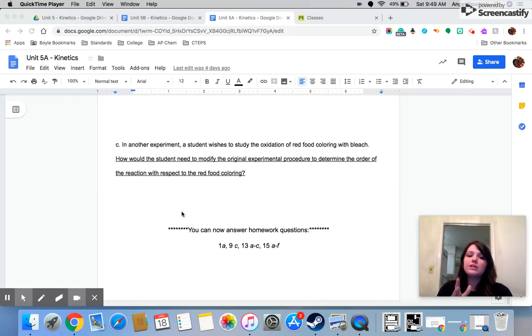In another experiment, they want to study the oxidation of red food coloring instead of the blue. So how are we going to have to change our experiment? Well, it doesn't say they want to change anything else except for the color of the food dye. So could we leave everything the same? Not really. Remember that spectrometers read absorbance. So if you shoot a high frequency light at a high frequency color, it's all going to be reflected because the color that we see is the color that's being reflected.